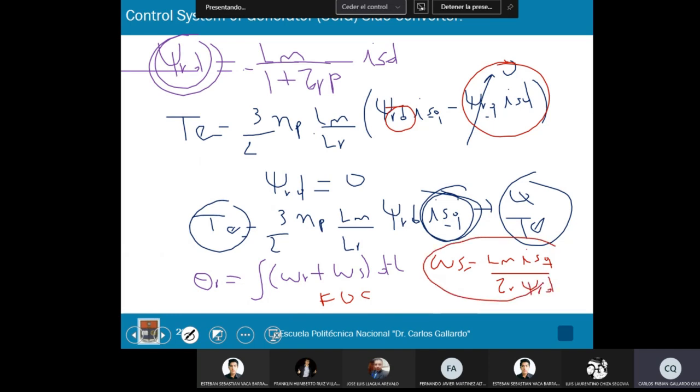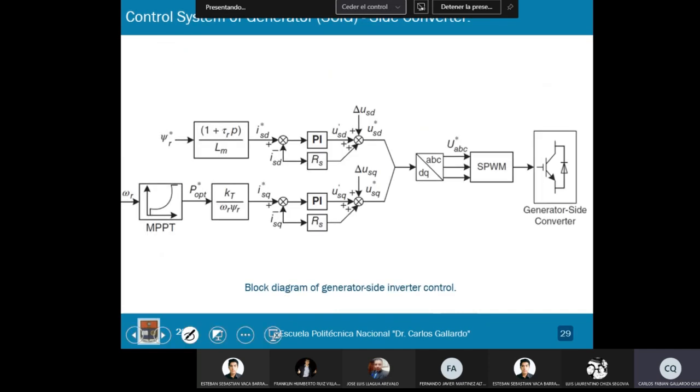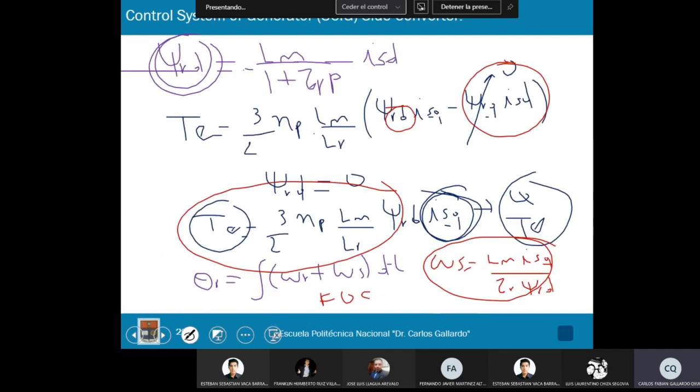So I will take these two equations in order to plot the block diagram. So this is the block diagram of the generator side inverter control. Do you remember my first equation? My first equation is about the rotor flux on the d-axis. My second equation is about the electromagnetic torque.